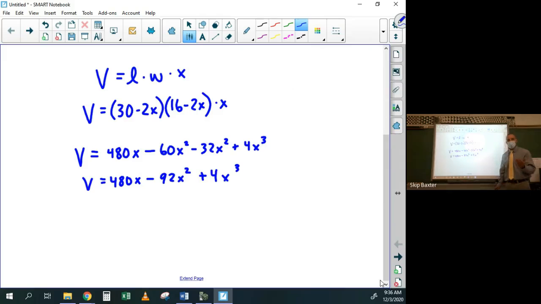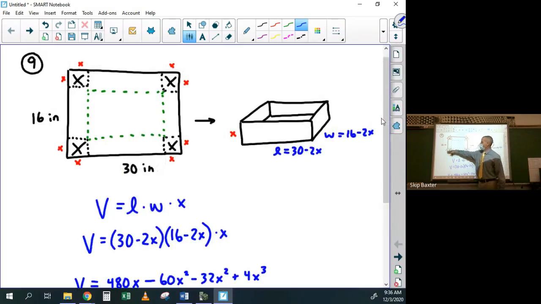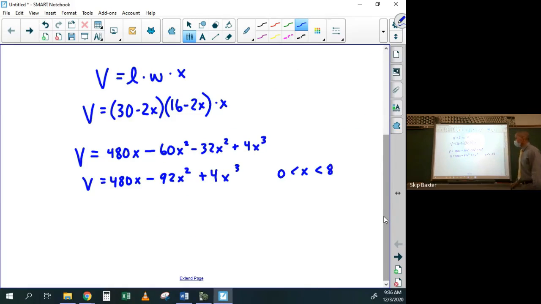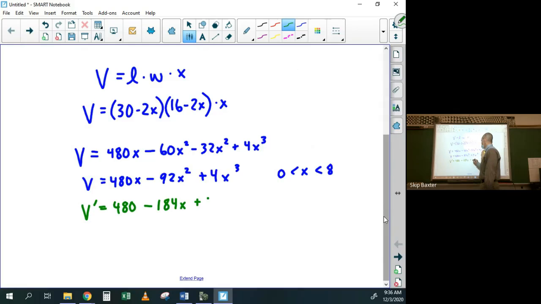And then don't forget to consider endpoints. x has to be somewhere between 0 and 8, right? It can't be more than 8, because then you wouldn't be able to get 2 squares out of one side. So it has to be between 0 and 8. So to maximize a function, you take its derivative, you set it equal to 0, and so on. So this is going to be V prime equals 480 minus 184x plus 12x squared. Set this equal to 0.